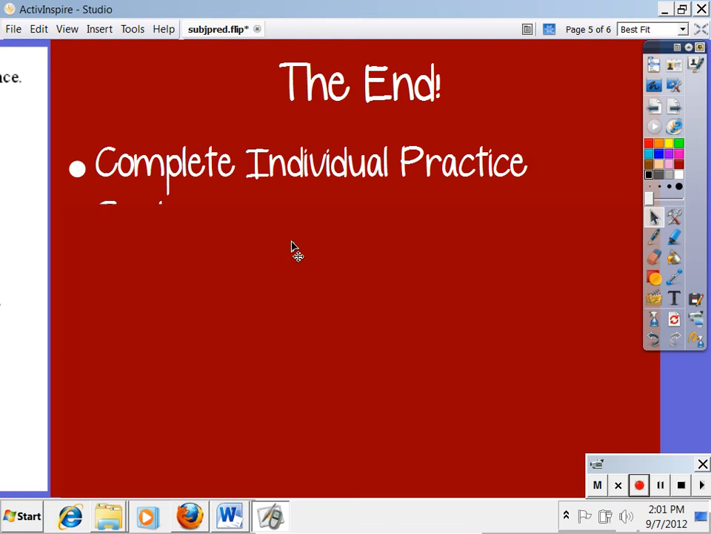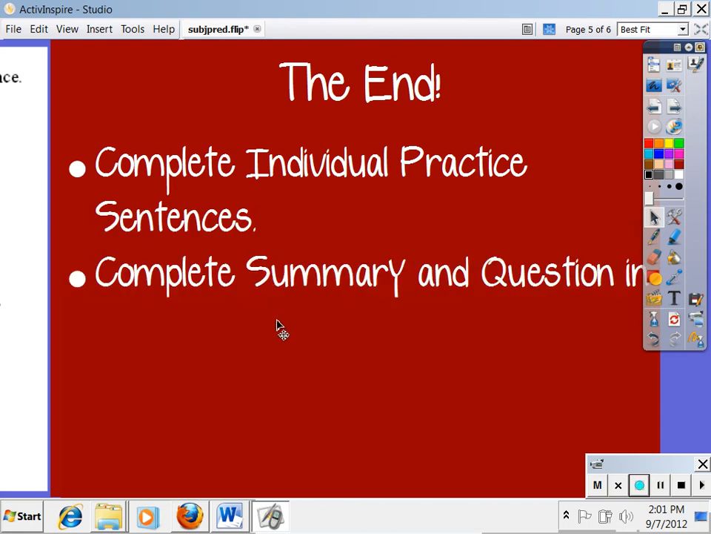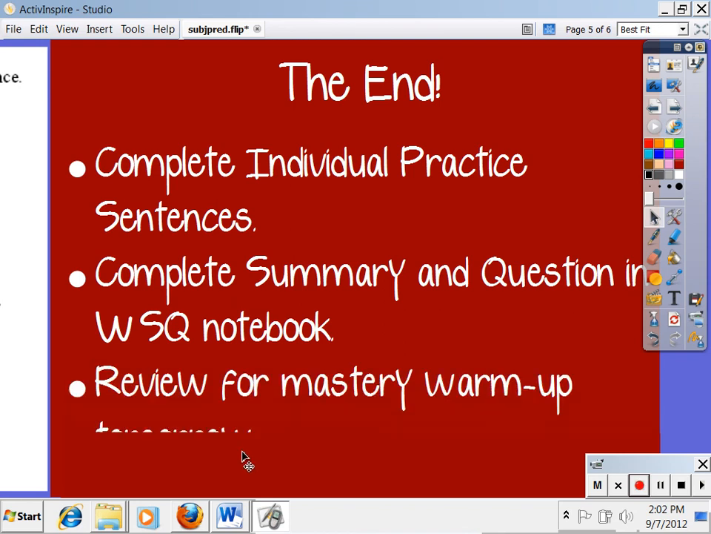Remember, when you finish, you also need to complete the summary and question in your WSQ notebook. So look at the sample WSQ for formatting. Remember, the summary is nice and short and sweet to the point, and you just want to go over the main facts. You will also be required tomorrow or Monday in class to show your understanding of this lesson when you first come into class as part of the warm-up. Your mastery of the concept will place you in a group for the rest of class or for the rest of our review of this topic.